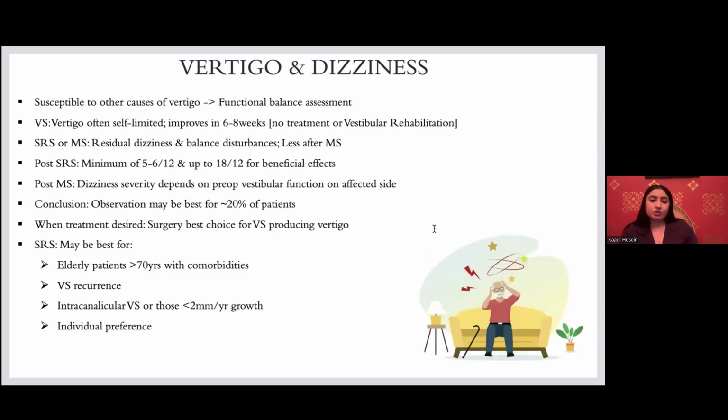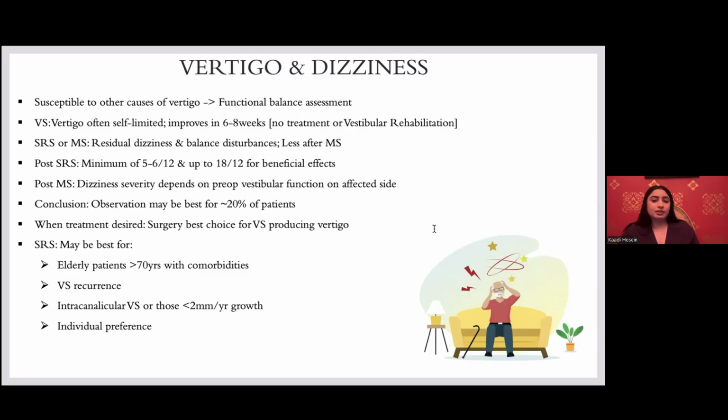Now, for patients with episodic vertigo or balance difficulties as the predominant symptom, they should undergo ENG or functional balance assessment, as they are susceptible to other causes of vertigo as well. Vertigo due to vestibular schwannomas is often self-limited, improves within 6 to 8 weeks to a reasonably tolerable level with no treatment or even vestibular rehabilitation.